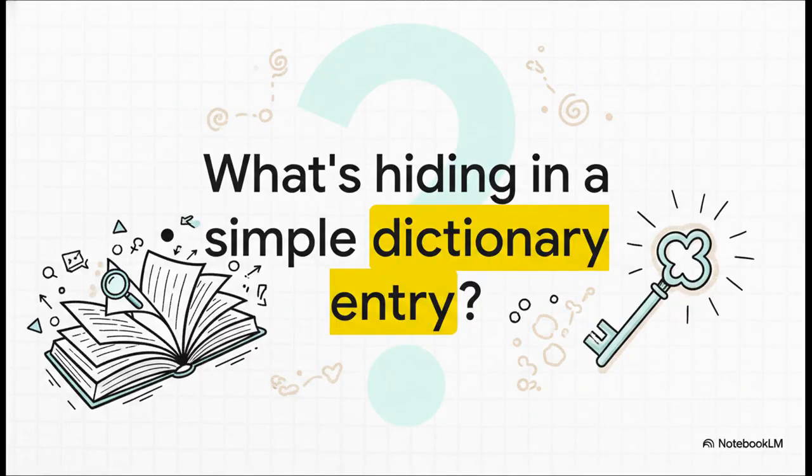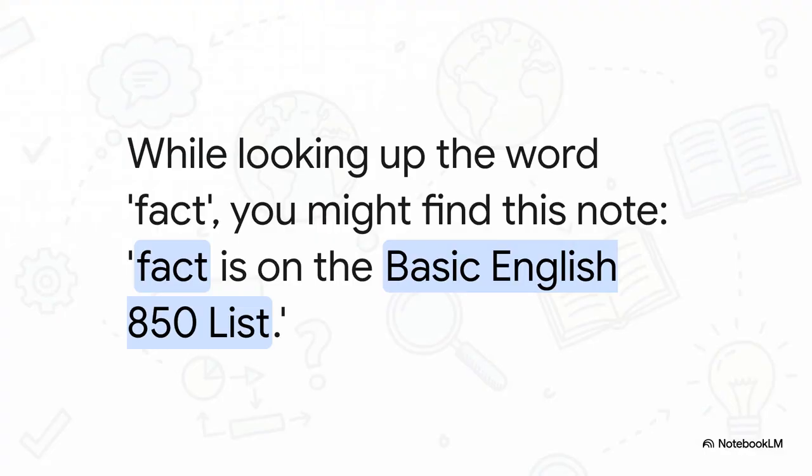I mean, a dictionary seems pretty straightforward, right? It gives you a definition, tells you how to say the word, and that's about it. But every now and then, hidden away in the notes, there's this little key that unlocks a whole other world. And we're about to find one. And there it is. Seriously? You're just looking up the word fact, and you see this little note. It's so easy to just skip right over it, but it just makes you stop and think, wait, what on earth is the Basic English 850 list?